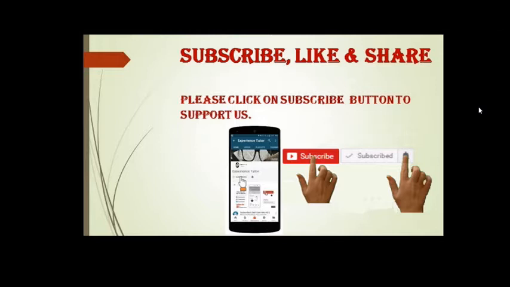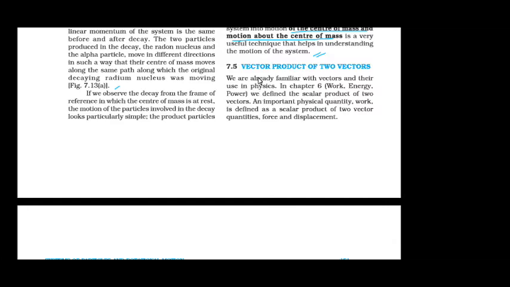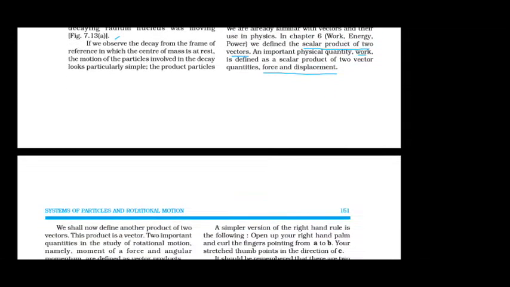Let us begin today's class. So today we'll start with 7.5, vector product of two vectors. In the last lesson we studied the scalar product of two vectors. Work is defined as the scalar product of two vector quantities, force and displacement. In the last chapter we have done that.